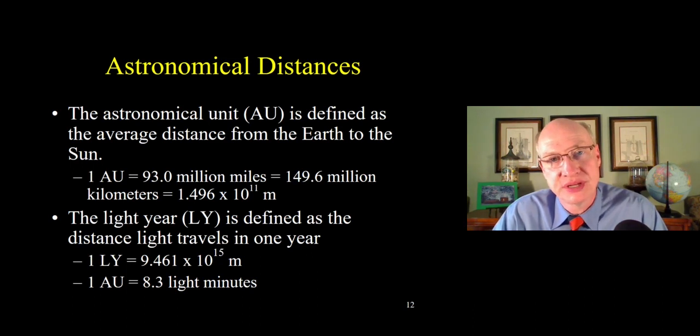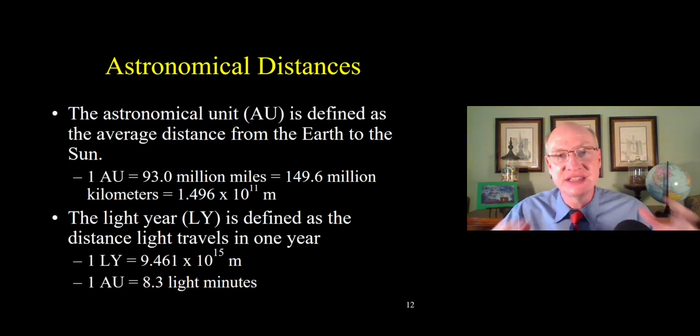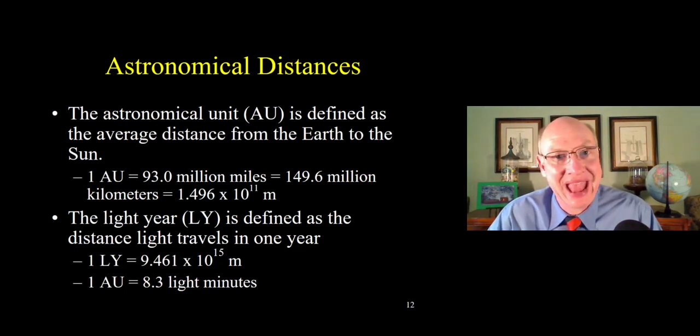In our solar system, that is the system of our sun and its planets, we typically use the astronomical unit. The astronomical unit is defined as the average distance from the Earth to the sun. In miles, 1 astronomical unit is equivalent to 93 million miles. It's also equivalent to about 149.6 million kilometers, or in scientific notation, 1.496 times 10 to the 11th meters.